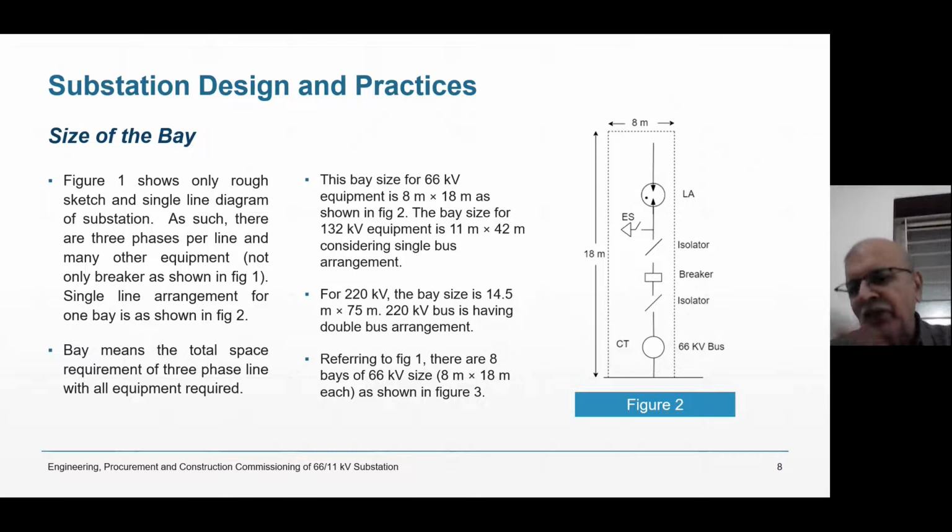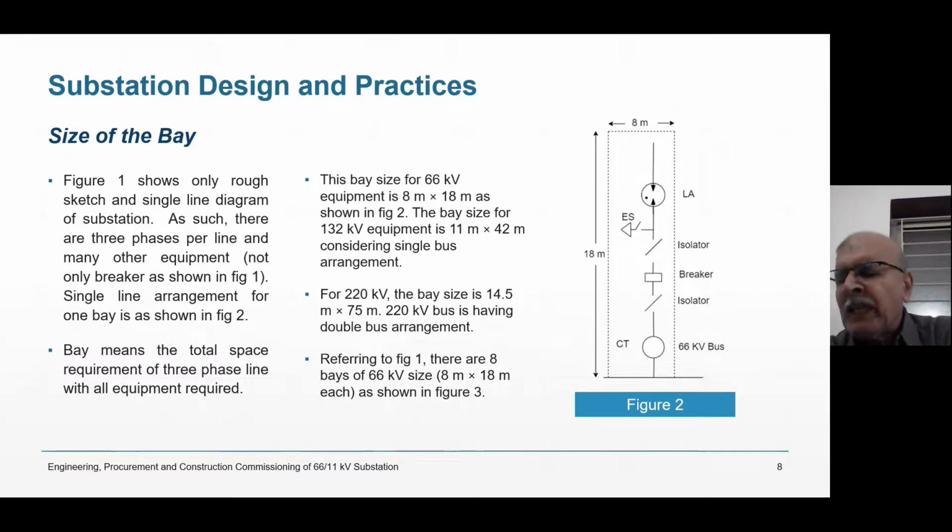Bus means not one, there will be 3 buses, RYB, and these lines are also 3 lines, RYB. This is a single line diagram I am showing. So this is known as a bay. And for 66 kV, the standard dimensions are 18 meters by 8 meters. For one bay, 8-meter width and 18-meter length between 2 phases R and Y.